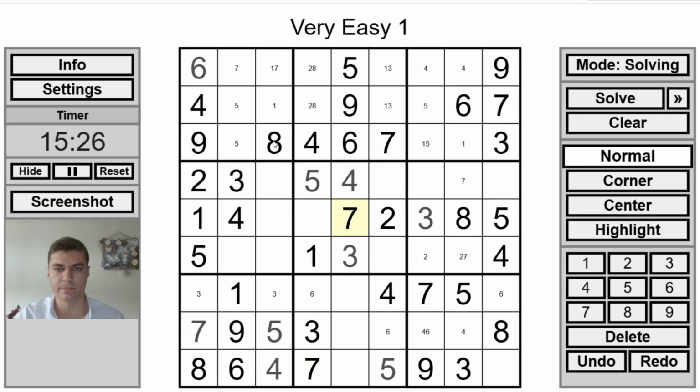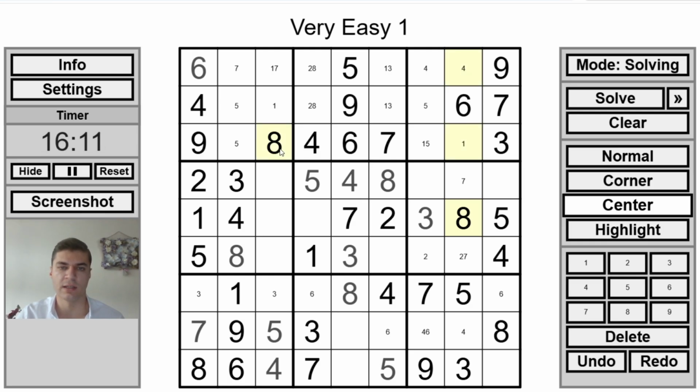So for the 8s, because of this 8 I cannot write 8 here, so this is 8 for sure. Because of this 8 I cannot write 8 here, and because of this 8 I cannot write 8 here, so this is 8. Because of these two 8s I cannot write 8 here. Because of this 8 I cannot write 8 here, and because of this 8 I cannot write 8 here, so this is also 8. Because of this 8 we cannot write 8 here, so one of them has to be 8. We just need to know these two, and that's it for 8s.